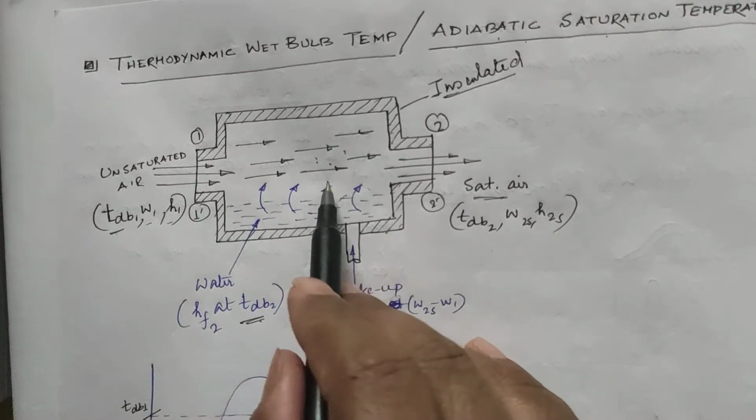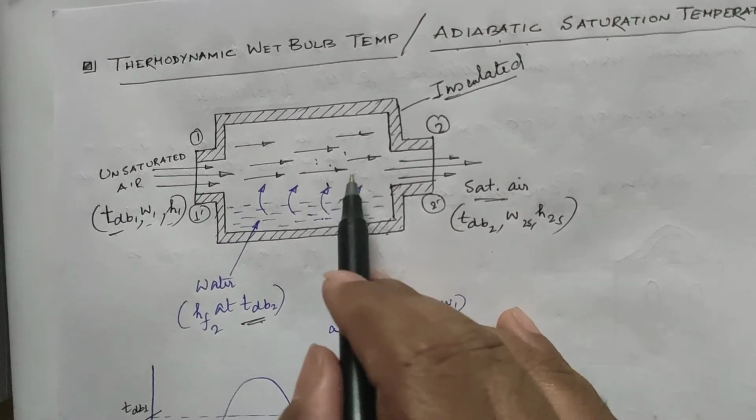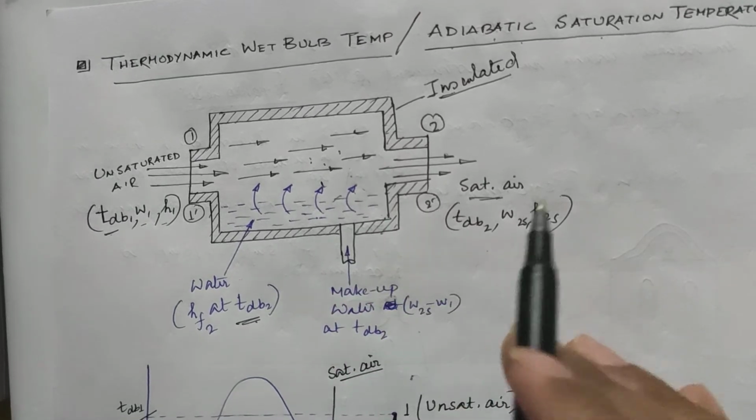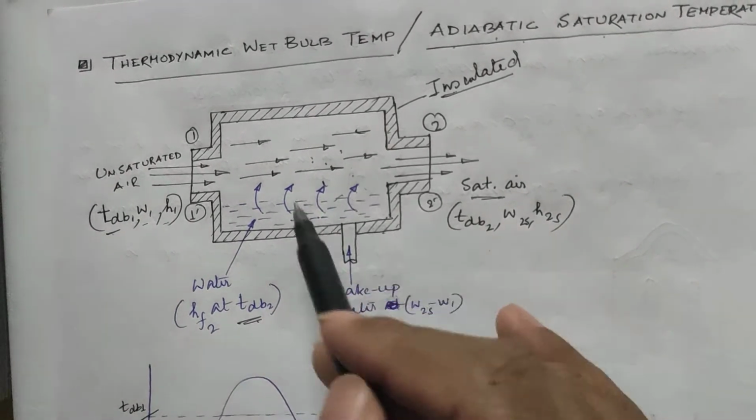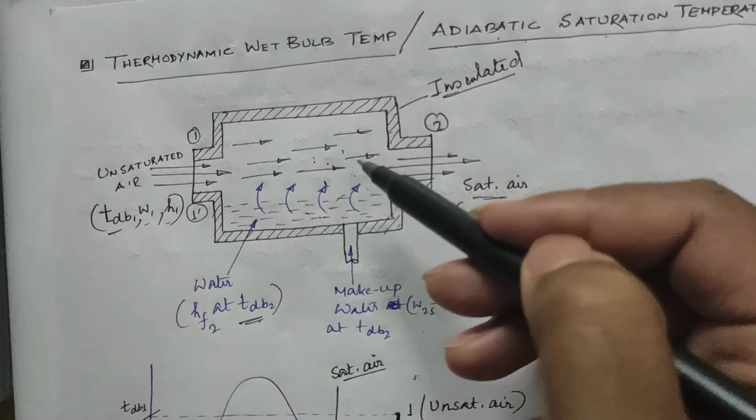And this particular temperature is known as adiabatic saturation temperature or thermodynamic wet bulb temperature. Why wet bulb? Because this one is measuring the temperature of the air as well as the water vapor present in the air.